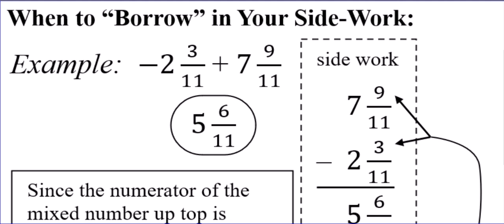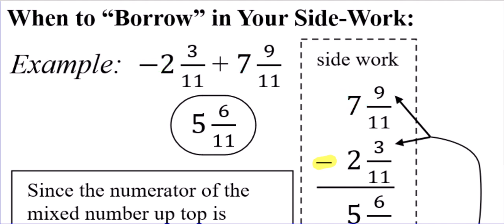Alright, before I even jump into that, let's talk about why am I even subtracting here in my side work? Well, it's because I have a negative and a positive. And when you have a negative plus a positive, two numbers with different signs, you're going to subtract off to the side. Notice I put the bigger absolute value on top. The whole number part is the part that determines who has the bigger absolute value.